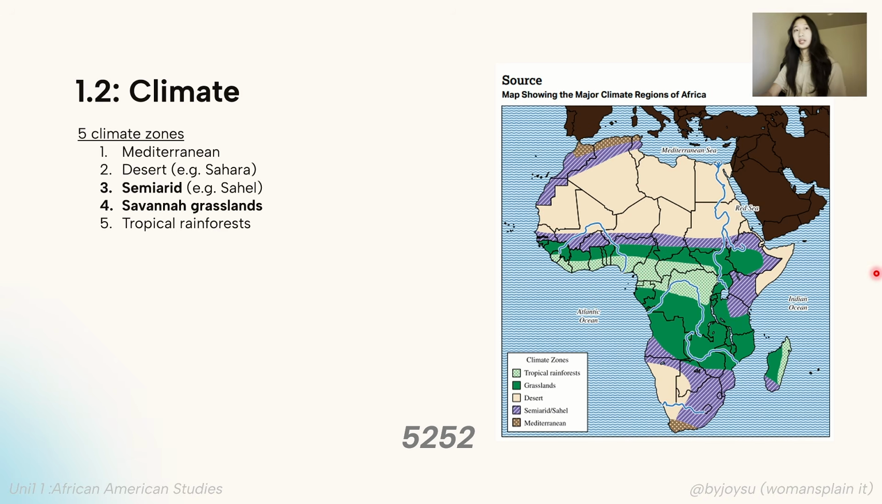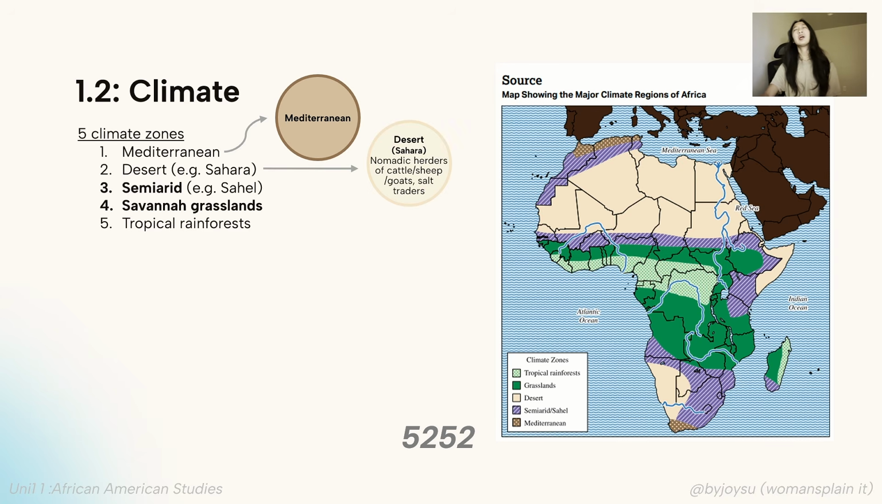The Mediterranean is the smallest climate region on this list. We don't really look at it as much. We're honestly focusing largely on East Africa, West Central Africa, and a little bit of South Africa. But when we look at the desert, that's probably the largest geographic region when we're looking at Africa as a whole.